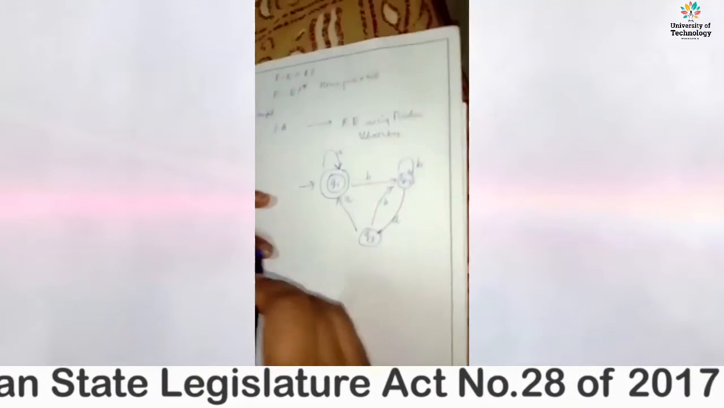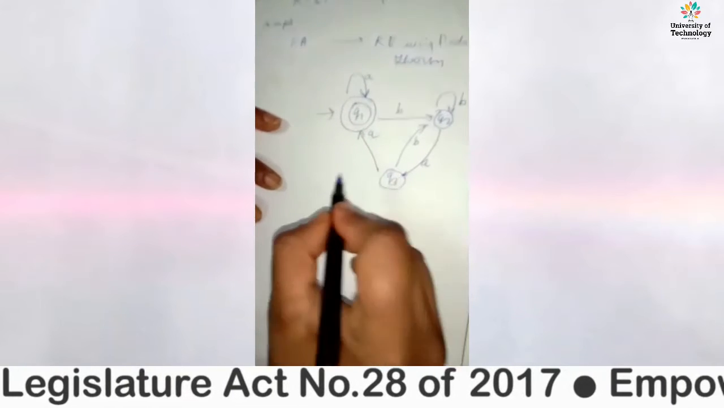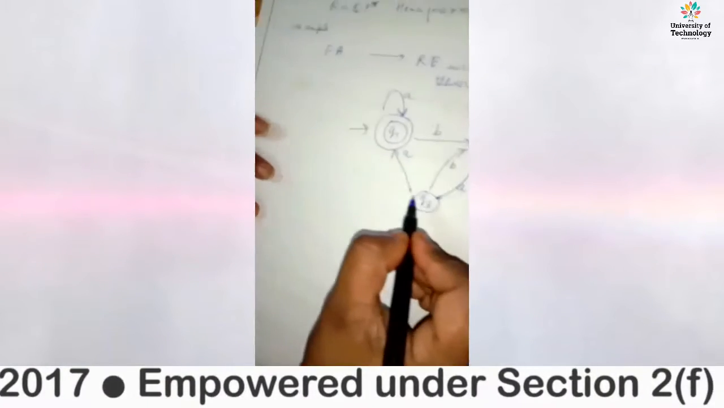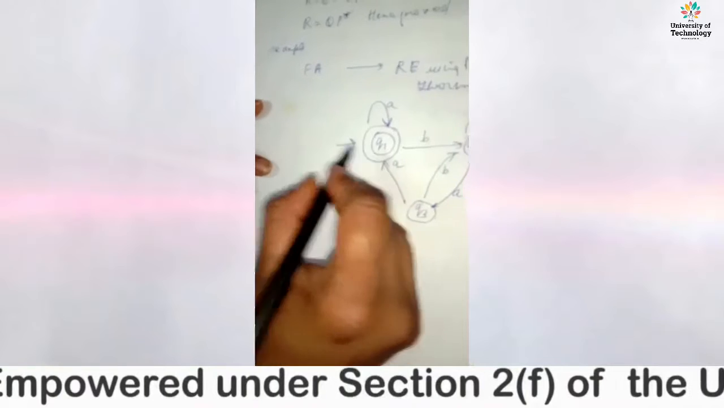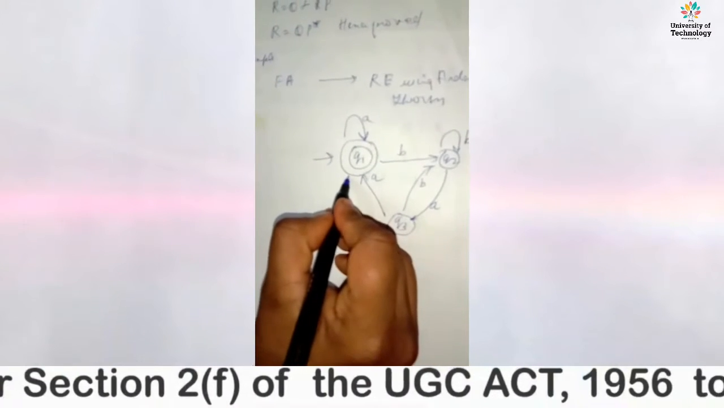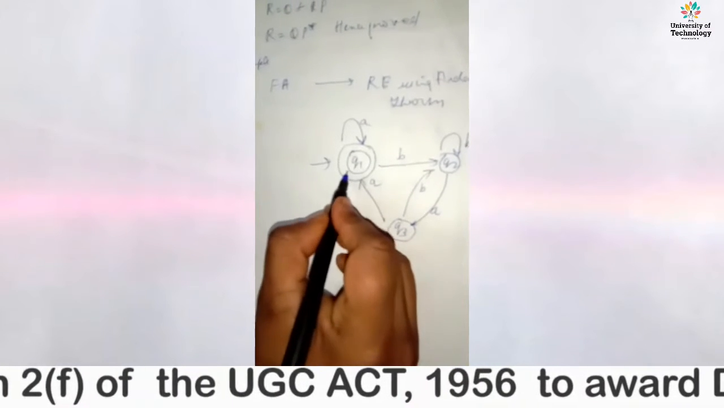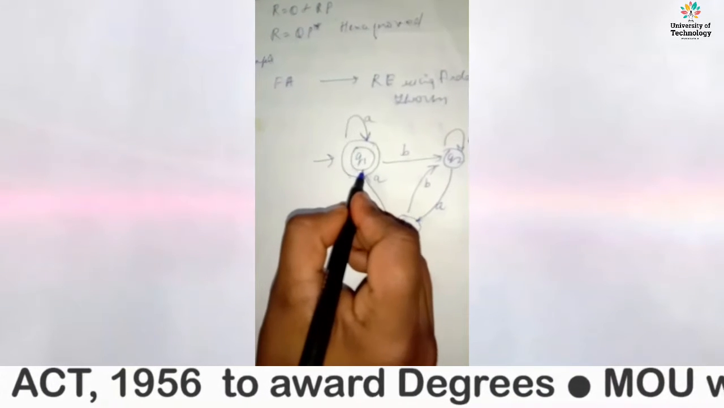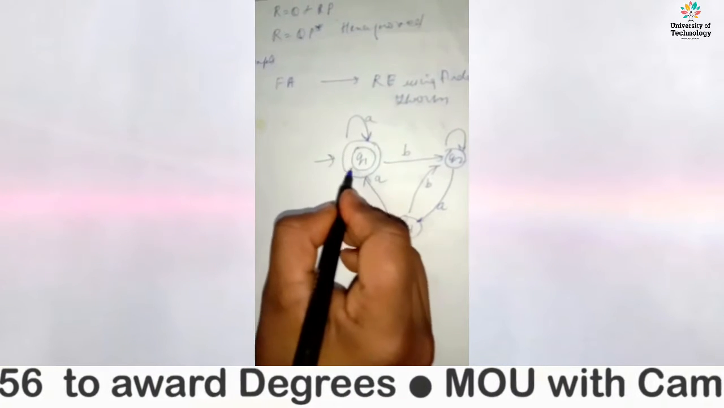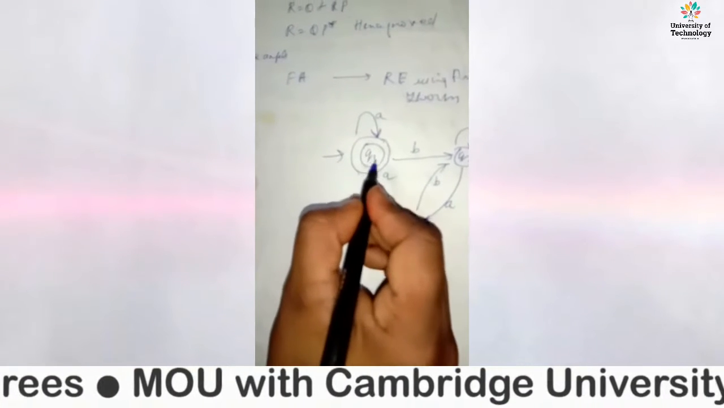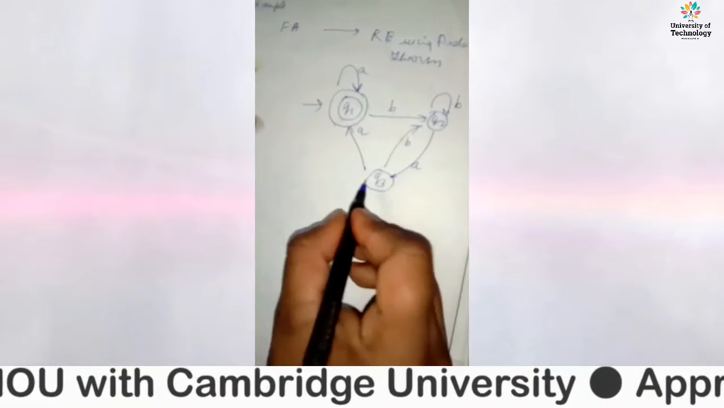Suppose this is the finite automata which has been given to us, and we have to convert this finite automata into a regular expression using Arden's theorem. So how we are going to do this, we'll see. Since Q1 has a circle inside a circle, it is the final state, so we have to find the answer in terms of that state. Whatever answer comes out for Q1 is going to be the final regular expression.